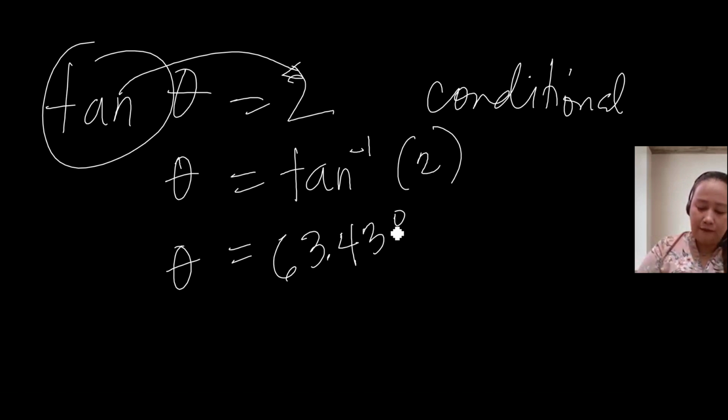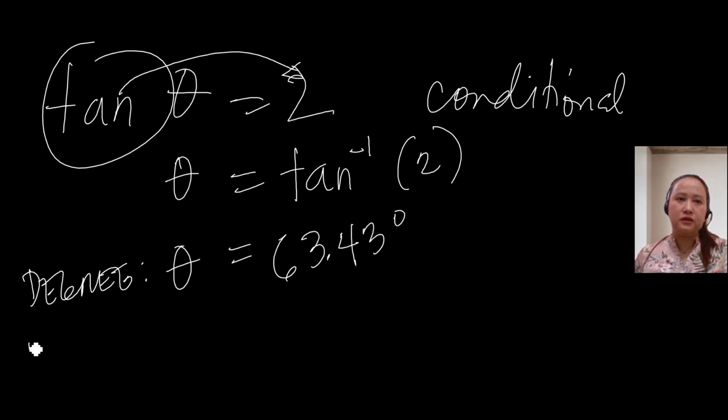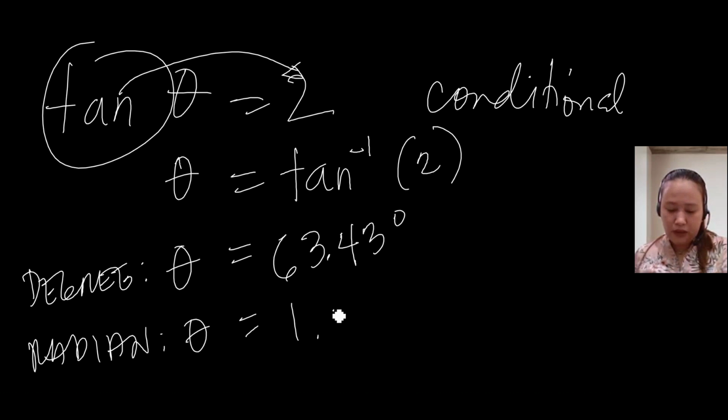If you would like to have an answer in radians, you change the mode of your calculator into rad, then you input again the arc tangent, so that is shift tangent, and then 2. This one is in degree. We also have an answer in radians, depending on the mode of your calculator. So theta is 1.107. So that is 1.11. So let us check. The tangent of 1.11 is 2.01. Okay.